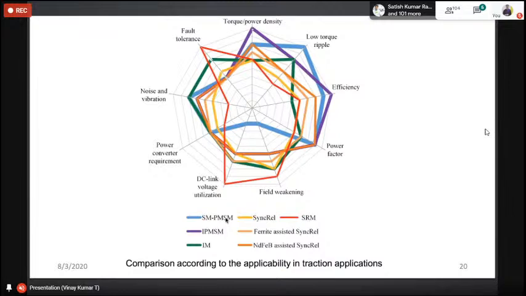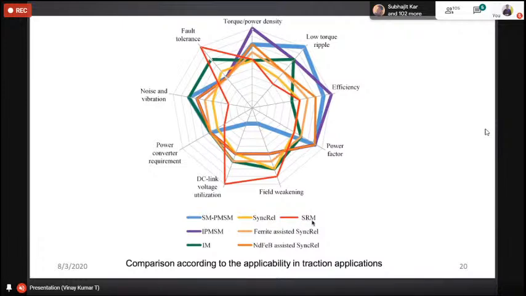Surface mounted permanent magnet synchronous motor, the color is blue. Interior permanent magnet, this violet. Induction machine, green. Synchronous reluctance, this yellow. Next, this is ferrite material. Next, permanent magnet synchronous reluctance machine. Switched reluctance motor is red color.